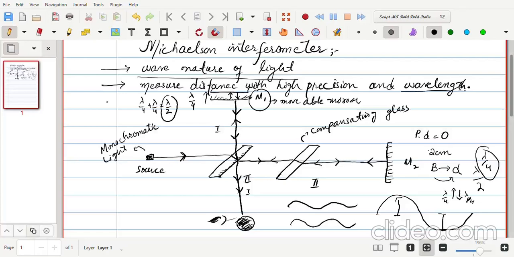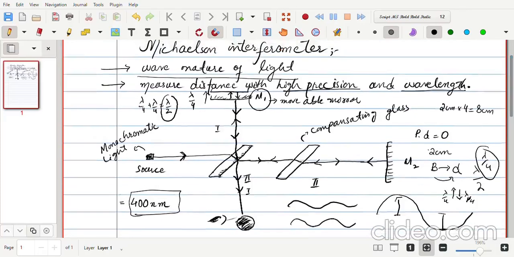If the distance was 2 centimeters, we multiply it by 4 and it becomes 8 centimeters, so we can say the wavelength of the light is 8 centimeters. We are considering some values here, not actual values. This device measures with high precision; the least count of the Michelson interferometer we can consider is 400 nanometers, so it can measure up to 400 nanometers. This was the experimental setup done by Michelson, and it proves the wave nature of light.